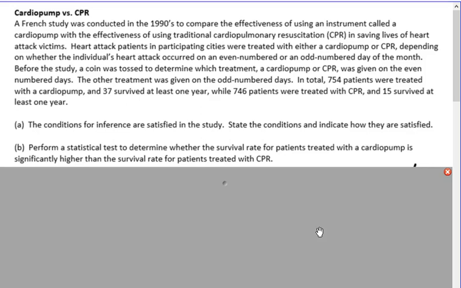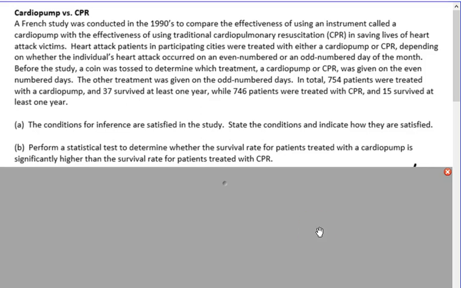A French study was conducted in the 1990s to compare the effectiveness of using an instrument called a cardiopump with the effectiveness of using traditional cardiopulmonary resuscitation, CPR, in saving lives of heart attack victims. Heart attack patients in participating cities were treated with either a cardiopump or CPR depending on whether the individual's heart attack occurred on an even-numbered or an odd-numbered day of the month. Before the study, a coin was tossed to determine which treatment, a cardiopump or CPR, was given on the even-numbered days. The other treatment was given on the odd-numbered days.